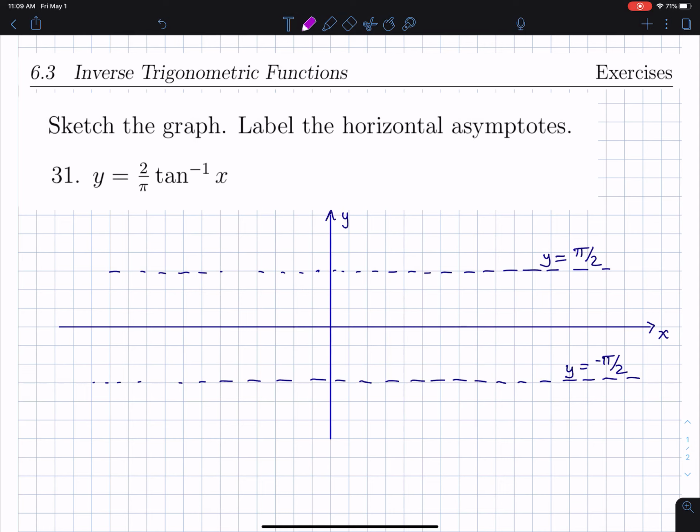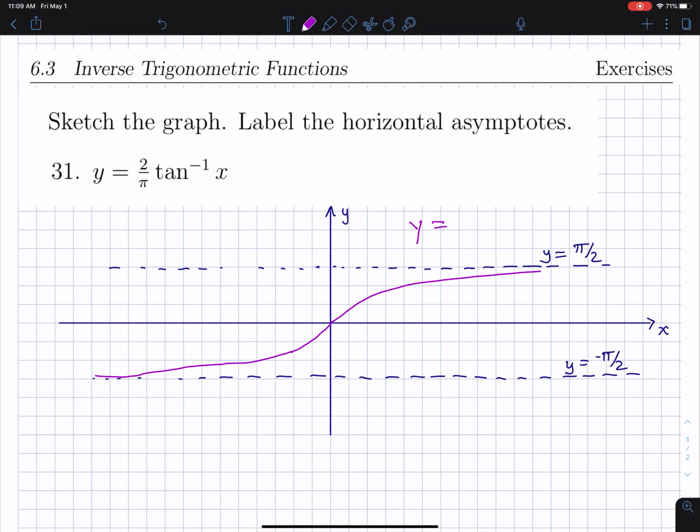I'm going to go ahead and draw the graph. Okay, so this is the graph of y equals arctangent, or maybe I'll just write tan inverse x. Now, one of the things I can do from the graph is plot a few points.